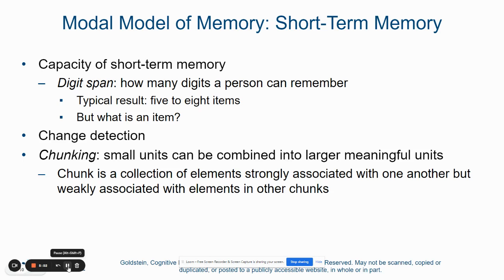Chunking occurs when we take small amounts or units of information and we make it into meaningful parts. Sometimes chunking the information, like 492 into 492, will help us remember it.